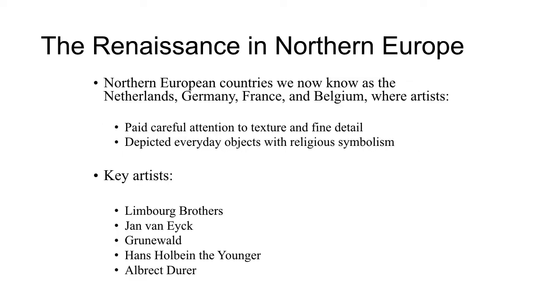So now, the Renaissance in Northern Europe. When we're talking about Northern Europe, we're discussing the geographical locations of what is modern-day Netherlands, Germany, France, and Belgium. The time period we're discussing is around the 16th and 17th centuries.